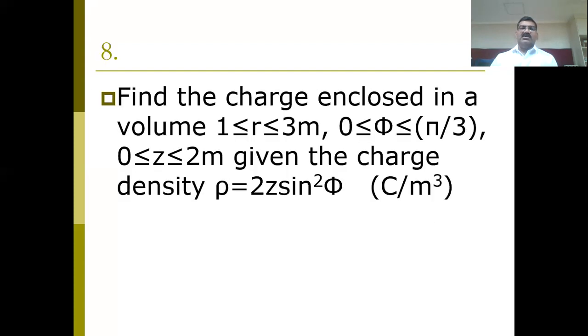Then find the charge enclosed in a volume. That volume is r from 1 to 3 meter, in r, phi, z, so cylindrical. You just draw this cylinder, given the charge density rho equals 2z sin square phi coulomb per meter cube. So this is the volume charge. You find the volume, and rho v multiplied by this, you will get the answer.